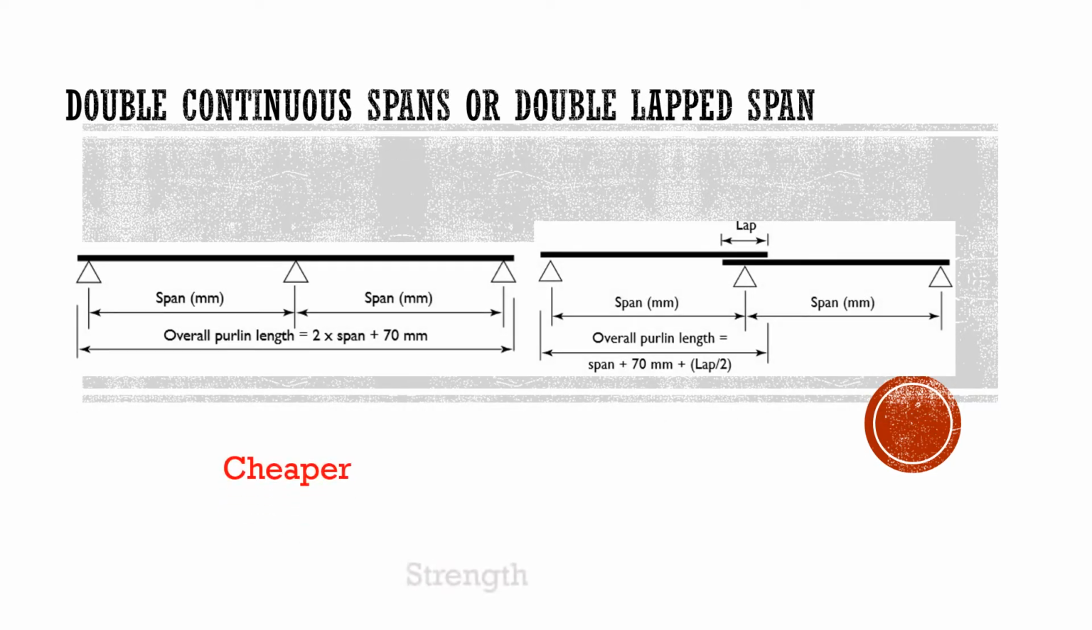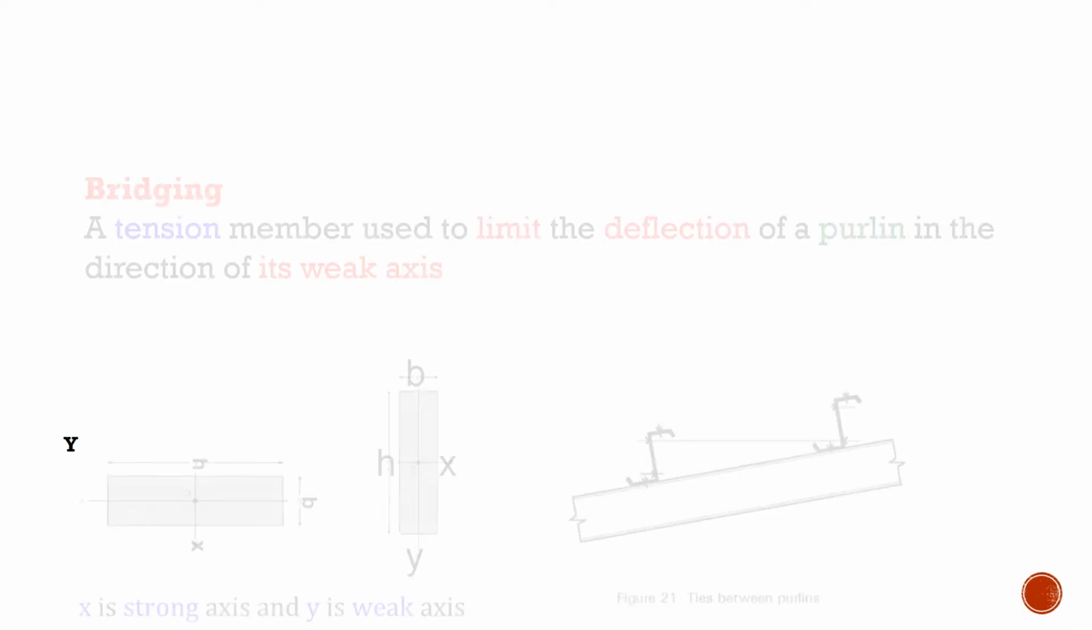Continuous length of purlin results in better economy, as lapping increases the strength of the section where bending moment and shear are at a maximum, thus improving the load capacity and rigidity of the system. For our project, we have selected double continuous span because it is more economical.